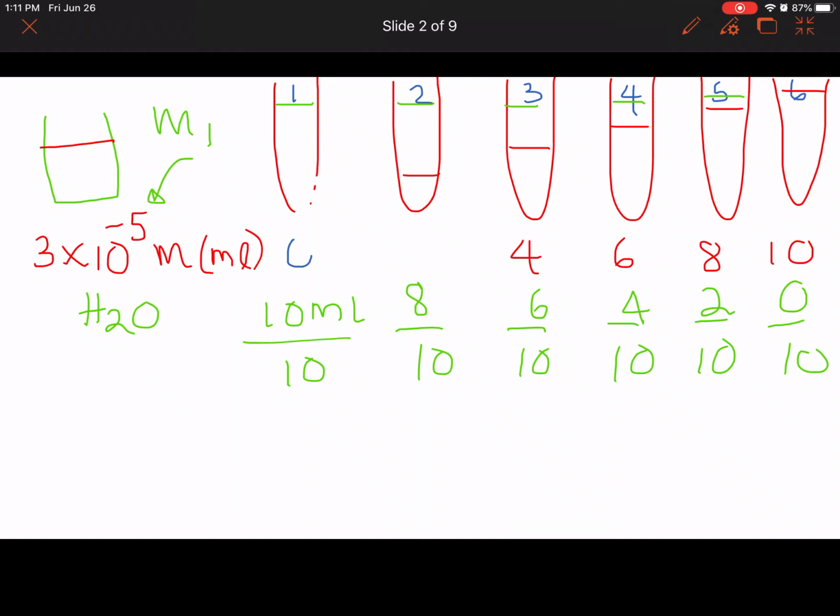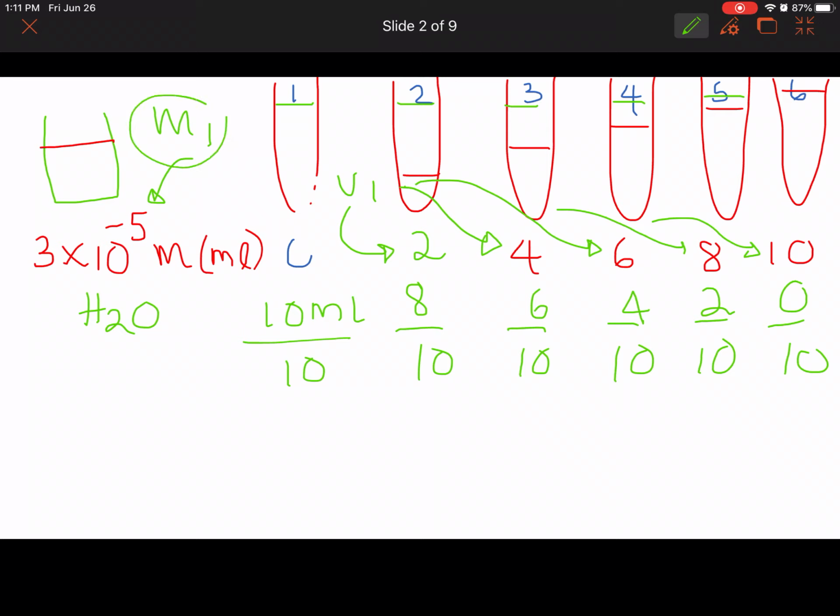Let me do. This is the second solution. So the V1 is going to be the amount we used from the stock solution. For the first solution, 4. Second one, for the first solution, 2. Second solution with the Allura red 4. And then 6, 8, 10, like that. That's going to be the volume.